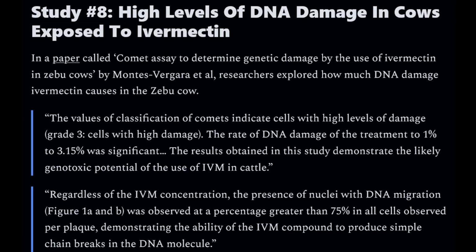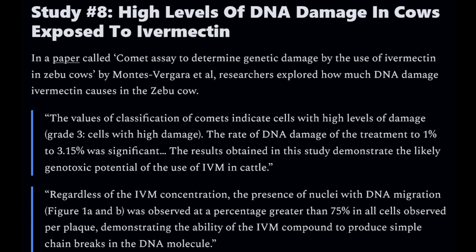Here's study number 8, high levels of DNA damage in cows exposed to ivermectin. The paper was called Comet Assay to Determine Genetic Damage by the Use of Ivermectin in Zebu Cows by Montes Vergara et al. So the researchers explored how much DNA damage ivermectin causes in the Zebu cow. Quote, the values of classification of comets indicate cells with high levels of damage. Grade 3 means cells with high damage. And grade 4 is even worse. The rate of the DNA damage of the treatment between 1% and 3.5% was significant. The results obtained in this study demonstrate the likely genotoxic potential of the use of ivermectin in cattle.